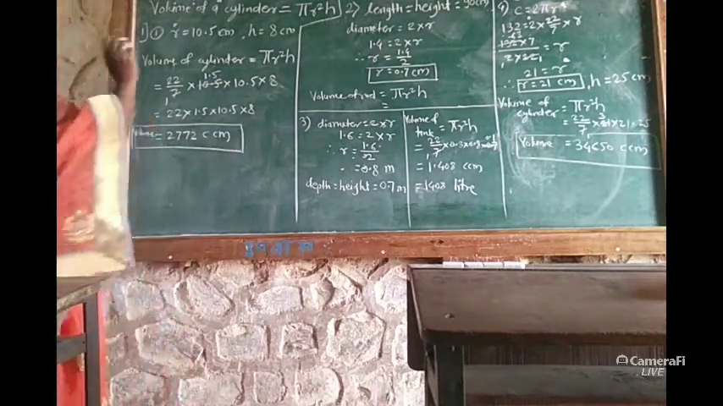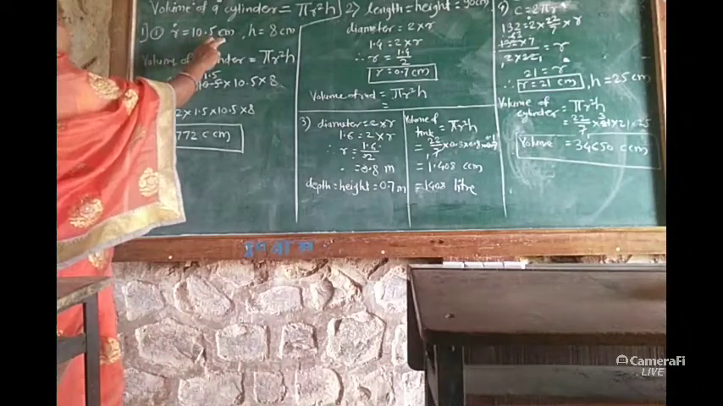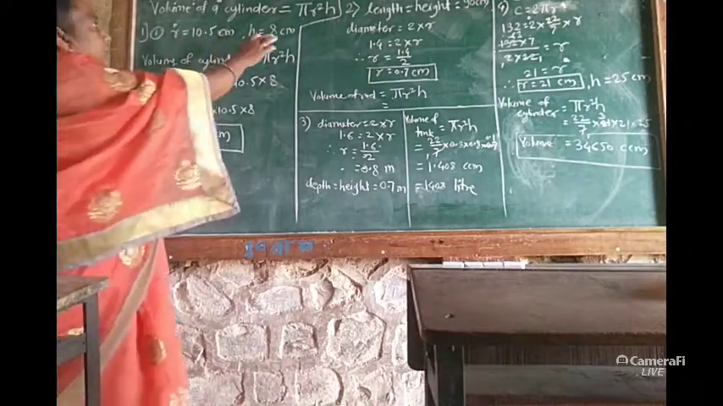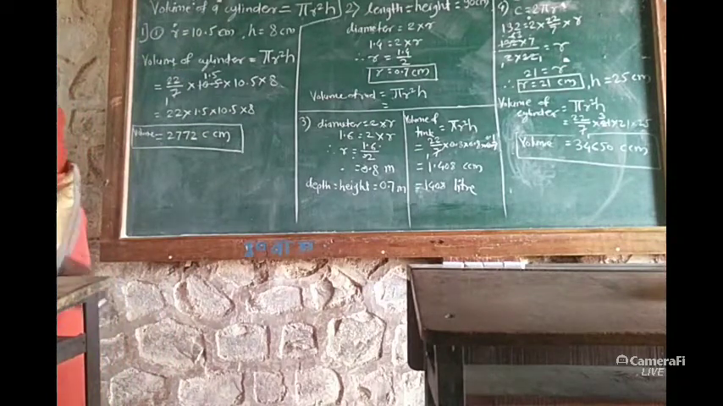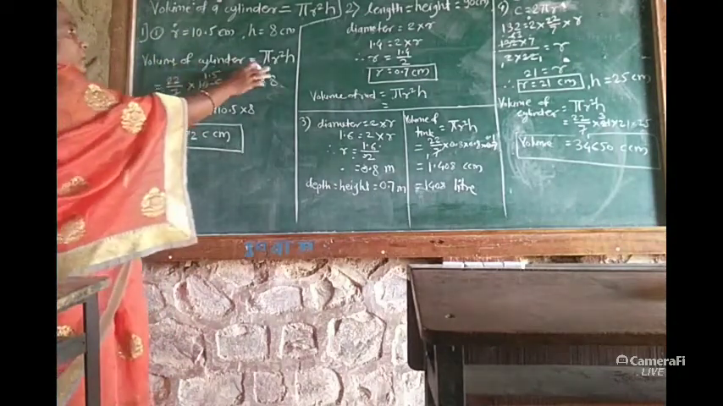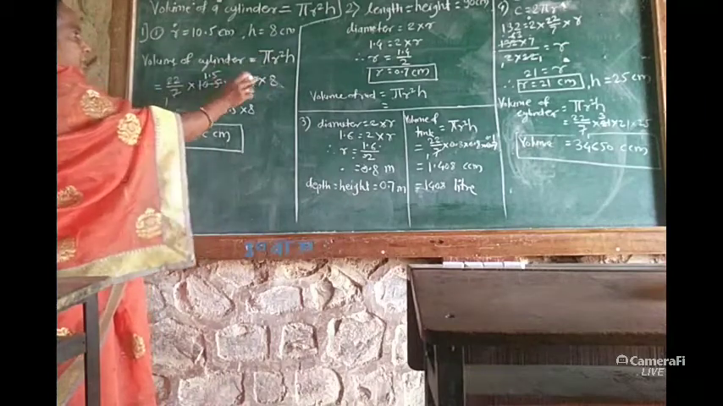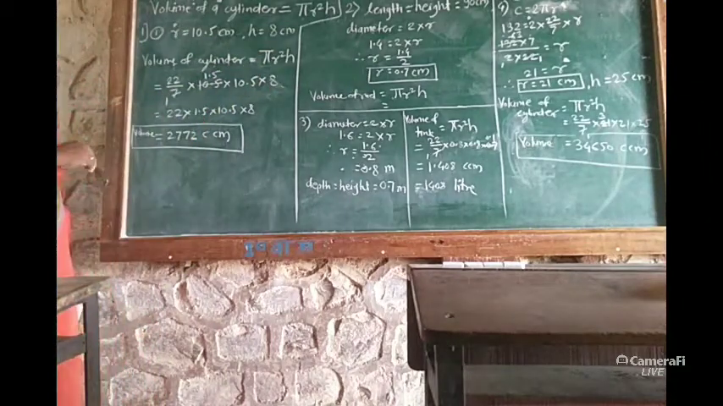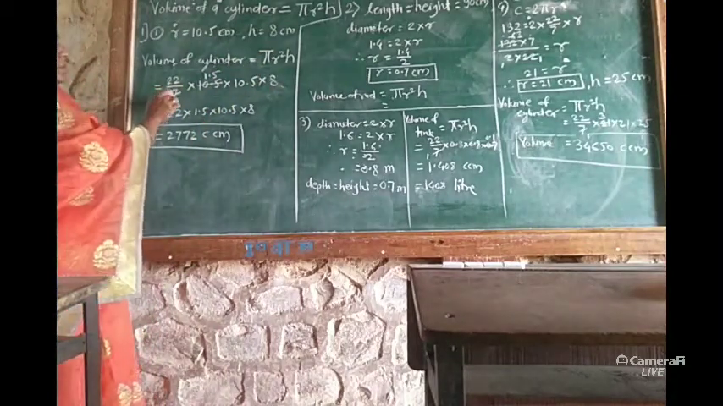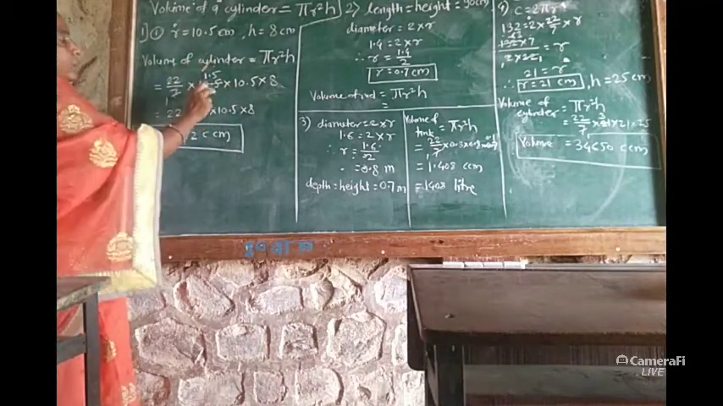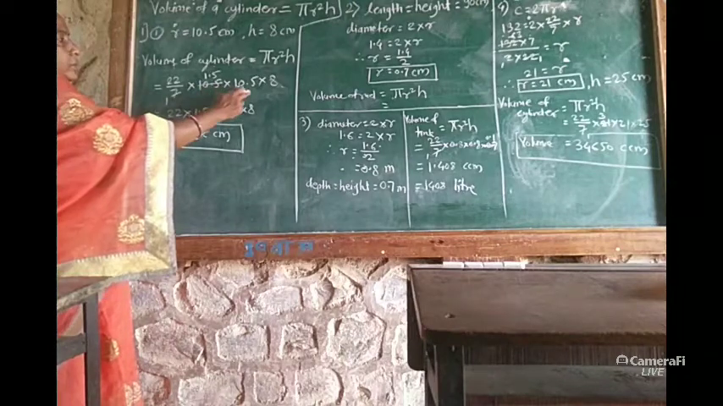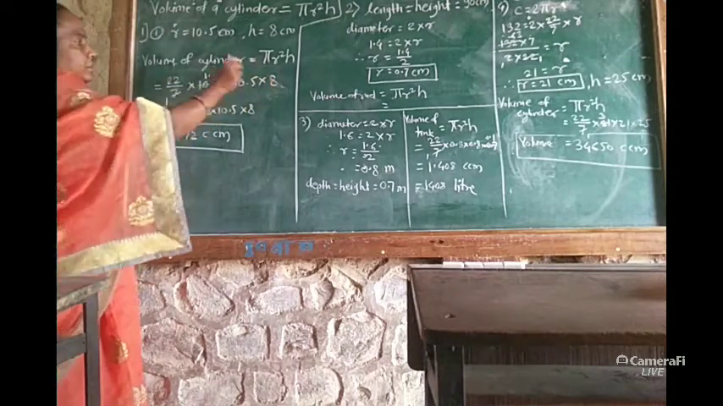See, the first example I have taken: radius of cylinder is 10.5 cm and its height is 8 cm. We have to calculate the volume of the cylinder. Therefore, first use the formula. Volume of cylinder is equal to pi r square h. Then fill the values in this formula. Value of pi is taken here 22/7. Then r square, radius value we have to put here 10.5 into 10.5 into height, which is 8.